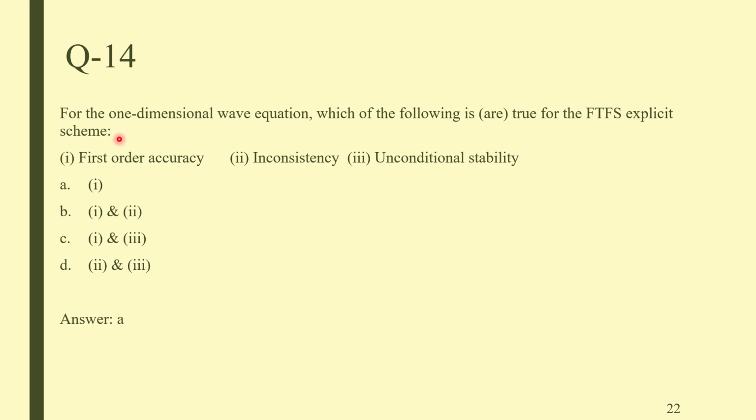In the similar question we saw previously, what was asked was about forward in time, backward in space. However here we are dealing with forward in time and forward in space explicit scheme. There we saw that the equation is first order accurate, consistent, and conditionally stable. So similar things can be applied here as well. First order accuracy is true, but inconsistency is false, and unconditional stability is also false. So the answer to this problem is only the first one, that is option A is the right answer.